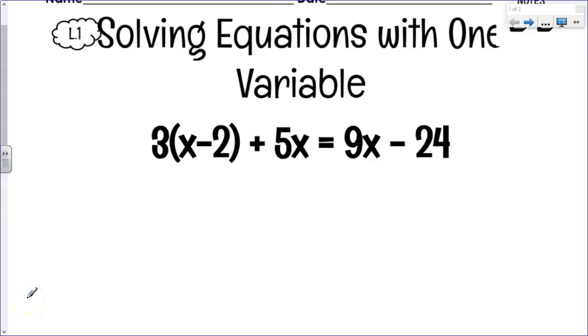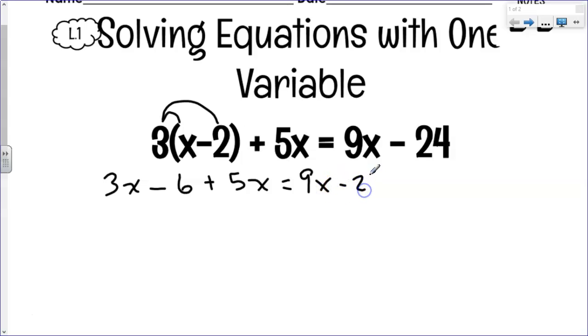All right, we're going to be solving equations with one variable and talking about the properties that we are using. So here we're going to distribute the 3, and we're going to get 3x minus 6, and then we have the plus 5x equals 9x minus 24. So when we did this, what property did we use? We used the distributive property.